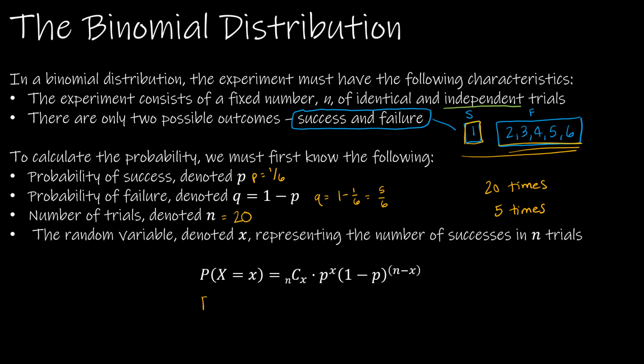So I would set it up like this. The probability that x is equal to 5 is equal to 20 choose 5, and then the probability, which is 1/6, to the 5th, and then 1 minus 1/6, which is 5/6, to the n minus x. So really, if x is 5 times and I'm doing a total of 20 times, that's 15. 20 minus 5, 15.